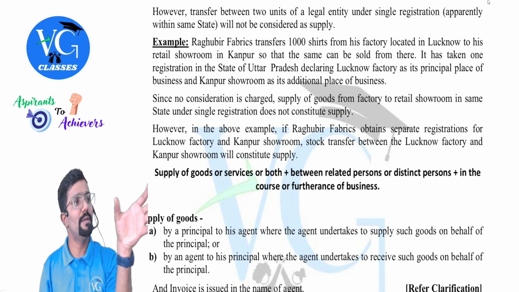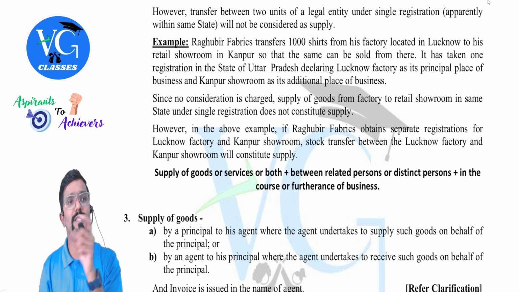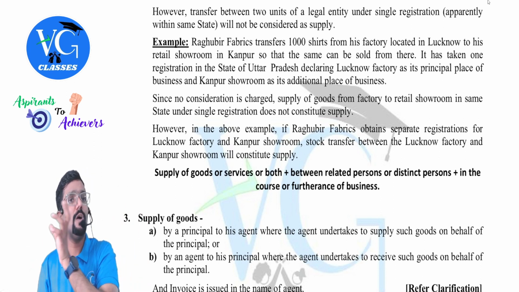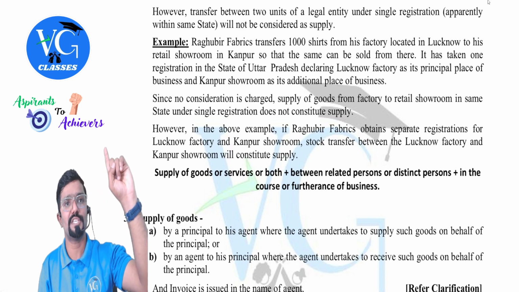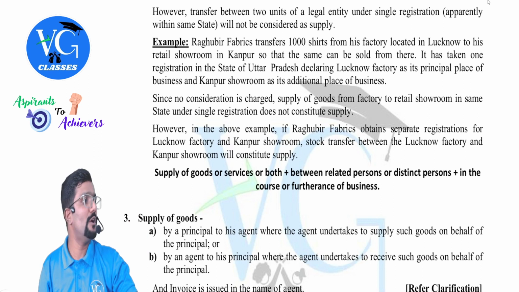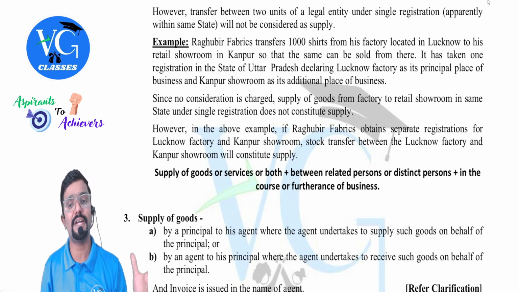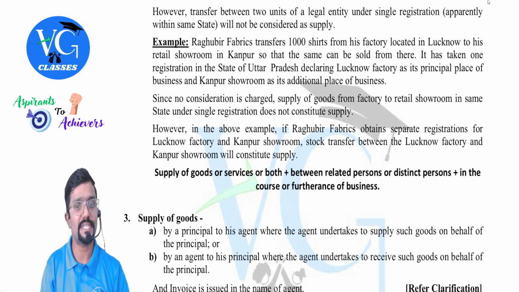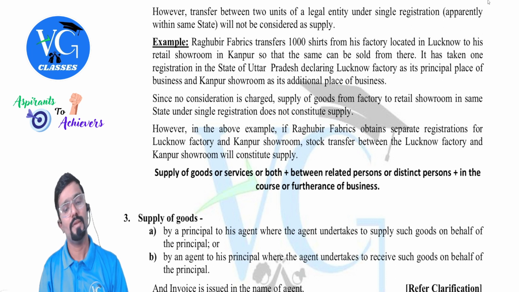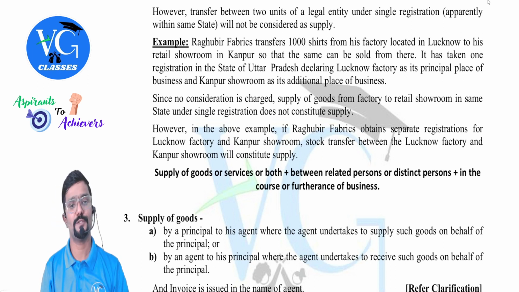Like what I told, I have taken one registration for both the branches, or three branches. In my example, it was Bangalore, Mysore, and Tumkur. For all three put together, I have taken one registration by disclosing the Bangalore branch as principal place of business. The other two branches will be what? Additional place of business, guys. Since no consideration is charged, supply of goods from a factory to a retail showroom in the same state under a single registration does not constitute a supply because they are not distinct persons.